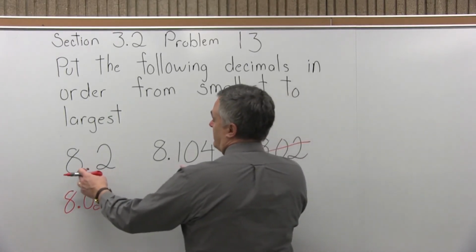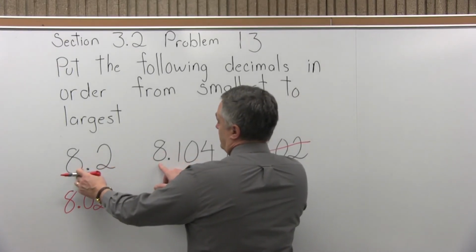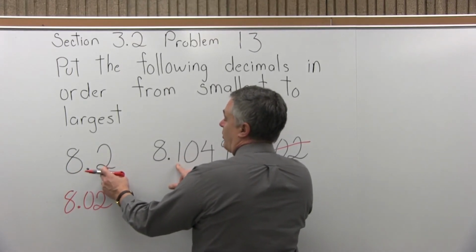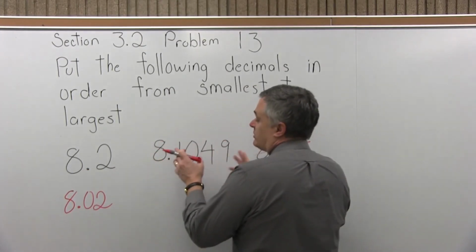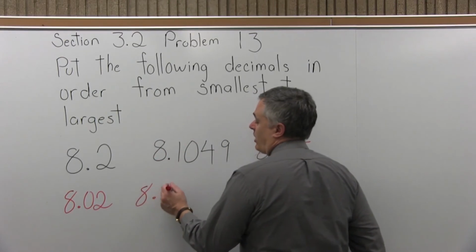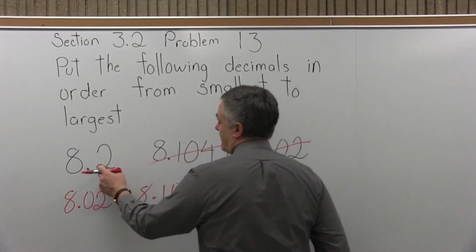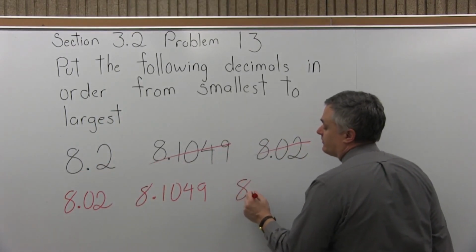I'm going to compare 8.2 and 8.1049. And again, when I start with the 8, there's a tie, but when I move one digit to the right, I'm comparing a 2 and a 1. Well, 1 is clearly smaller than 2, and I want the smaller of the two to put them in order. So that came from 8.1049. That's next, and that means the largest one would be the last one left, 8.2.